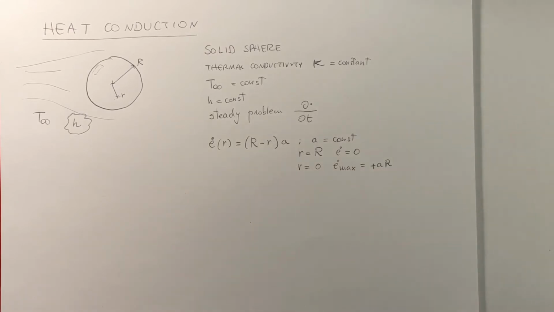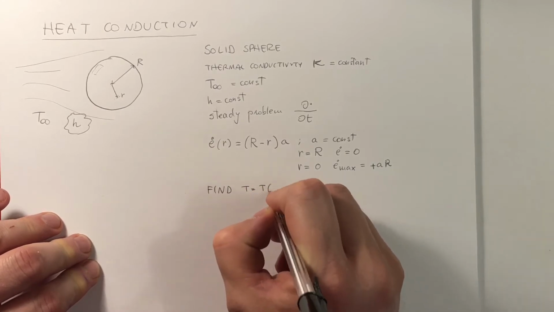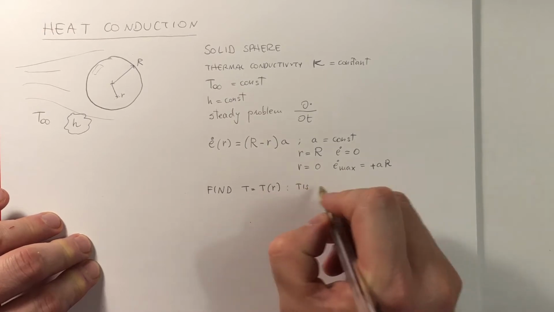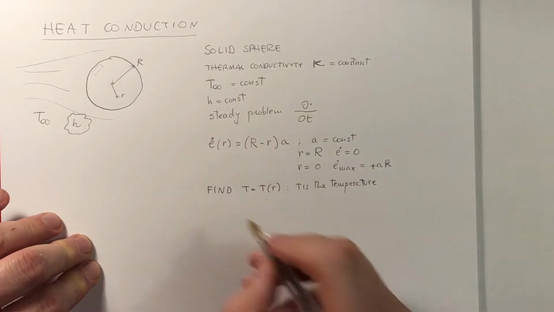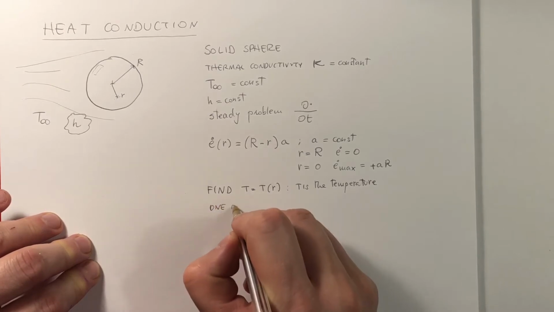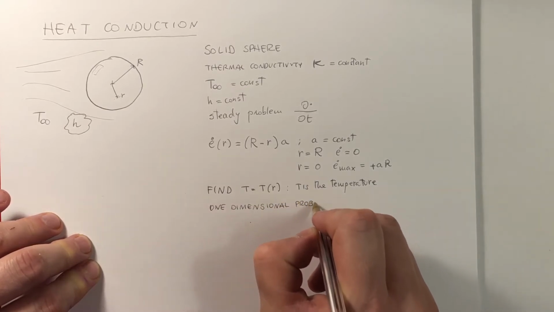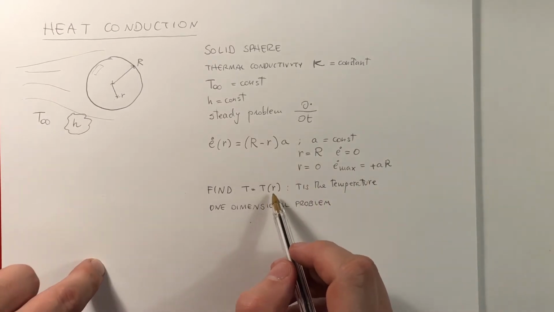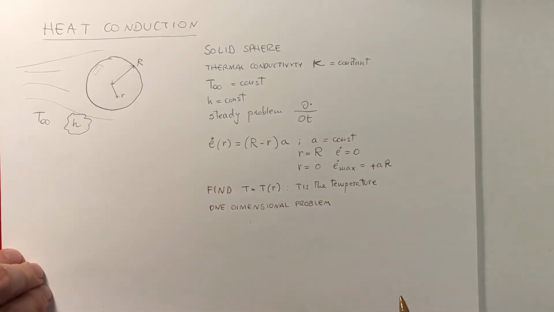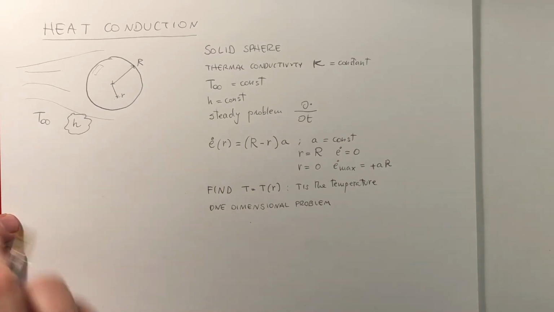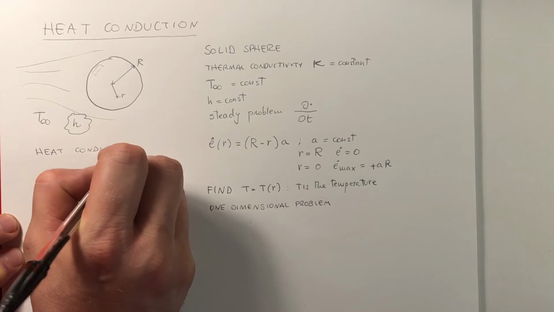Okay, so the objective is to find T as a function of the radius r, where T is the temperature. So we're considering a one-dimensional problem, one-dimensional because the temperature only depends on the radial direction r. So what we have to do is solve a differential equation, and that's the heat conduction equation.